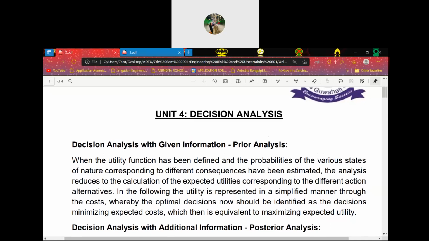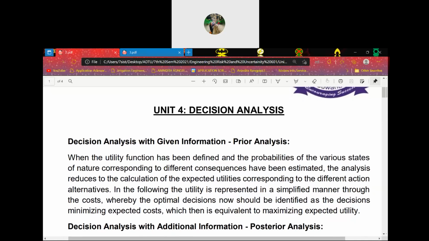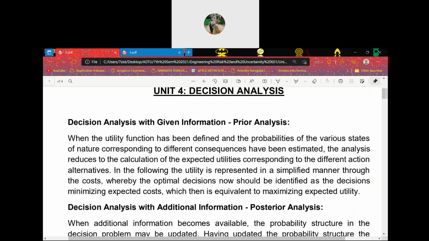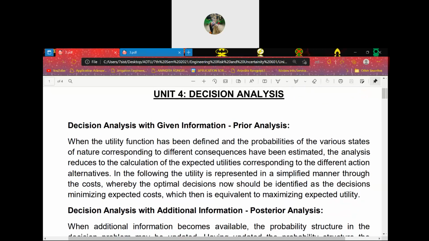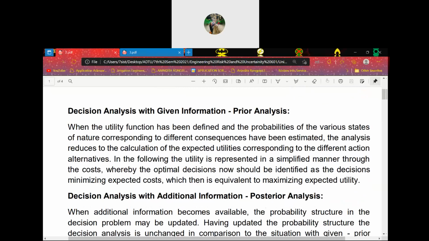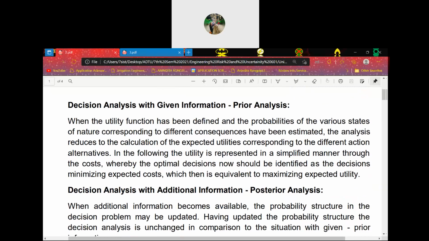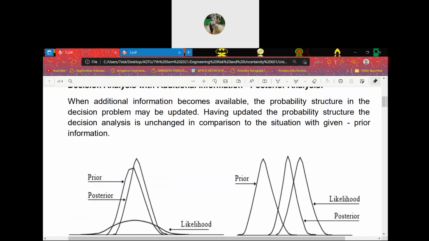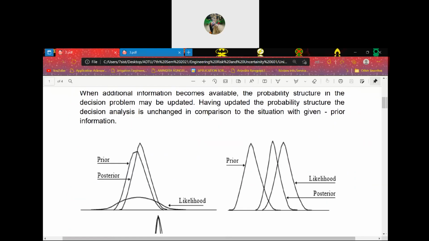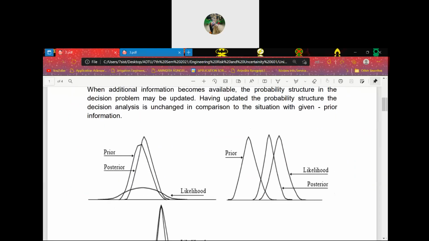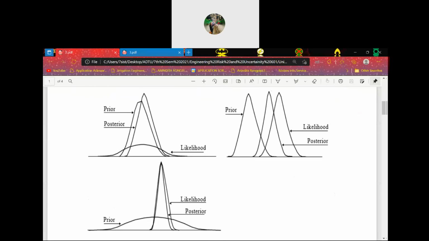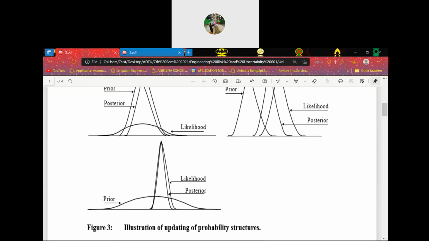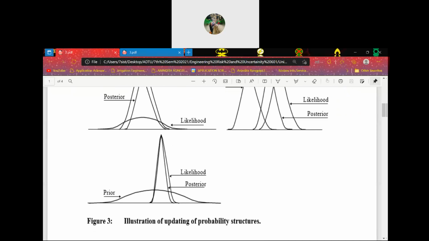And this expected cost minimization is equivalent to maximizing expected utility. Next is the decision analysis with additional information, that is posterior analysis. When additional information becomes available, the probability structure in the decision problem may be updated. Having updated the probability structure, the decision analysis is unchanged in comparison to the situation with given prior information. So in the case of prior, likelihood and posterior, updating takes place simultaneously.